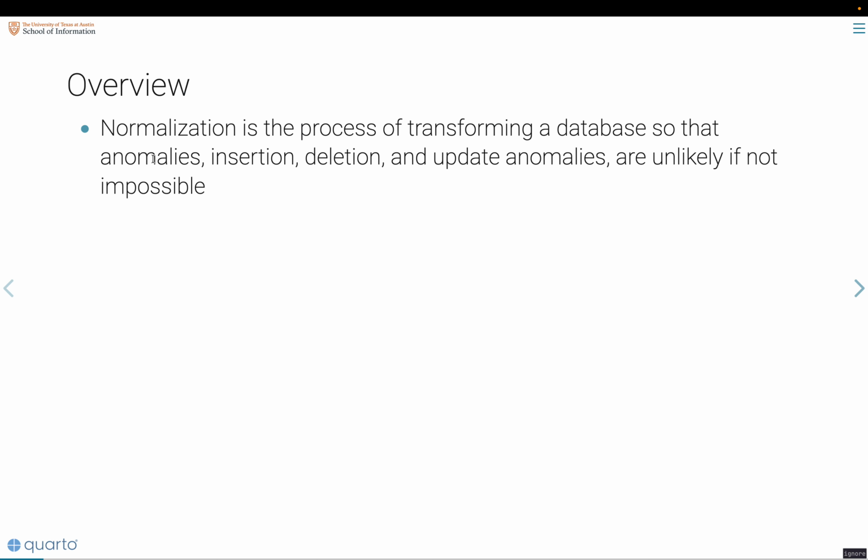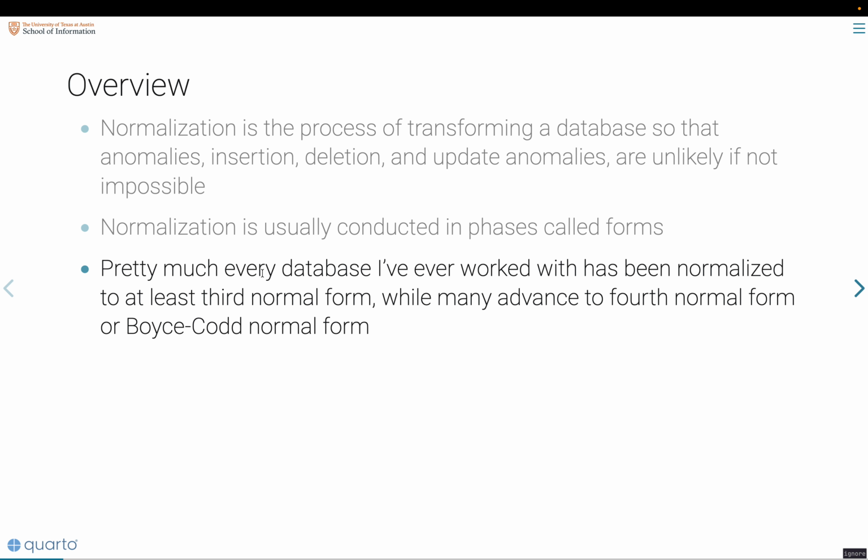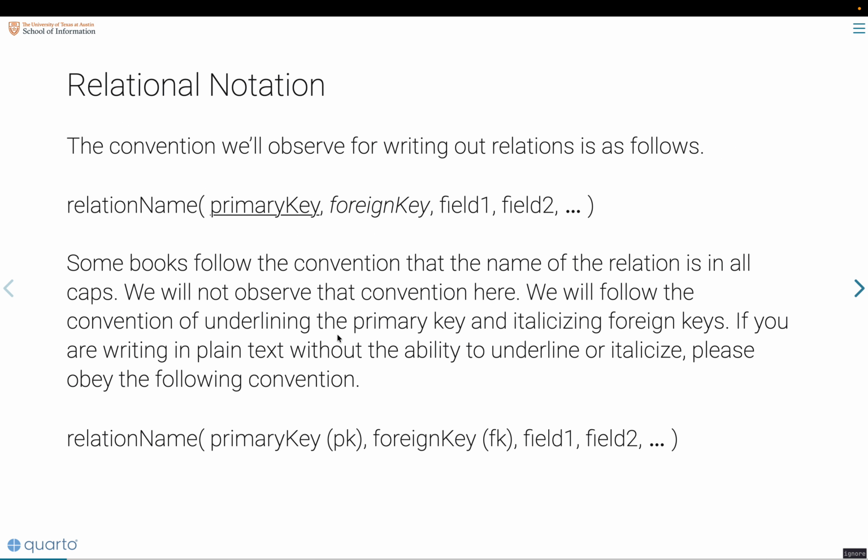Normalization is the process of transforming a database so that anomalies are unlikely, if not impossible. It's usually conducted in phases, which are called forms. Pretty much every database that I've ever worked with has been normalized to at least third normal form. So first, second, and third normal form. And many advance to fourth normal form or Boyce-Codd normal form.